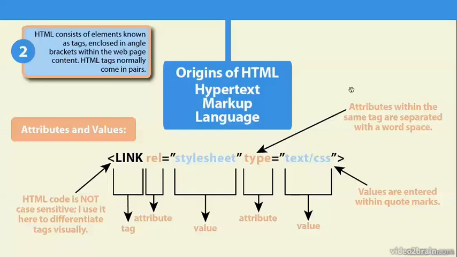So let's dive in and look a little bit closer at HTML tags. We also have things called attributes and values. So you can see here I've got the link tag within the angle brackets, but I've also put things called attributes and values in here. An attribute is an option for that tag, and then the value tells you which option we used. HTML code is not case sensitive, by the way. I use caps here to differentiate tags visually.